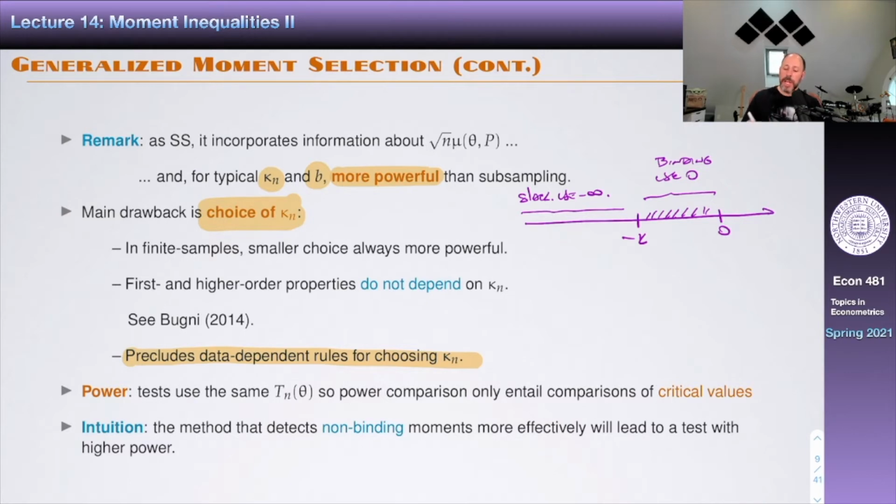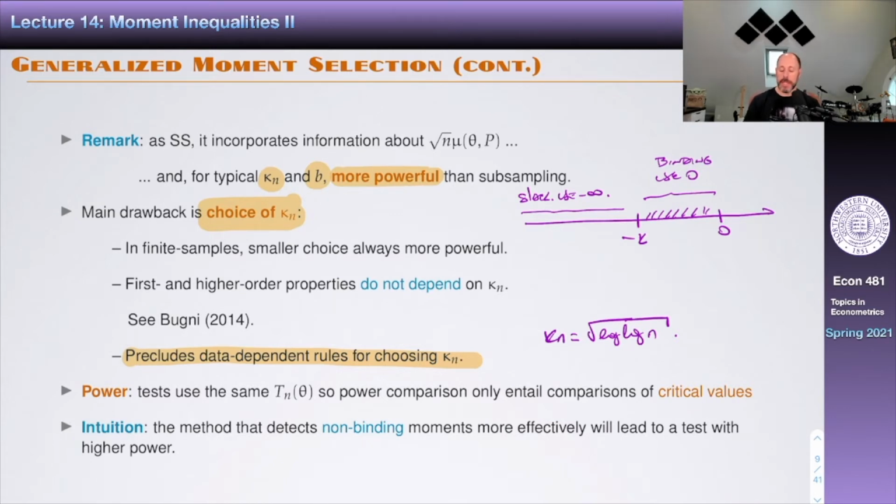So there are rules of thumb that people use. You'll see kappa n being square root of log n, which comes from the law of iterated logarithms, as you recall. And people will use that. But of course, 2 times that, 3 times that, 4 times that is going to work as well. Some people just use square root log n. But it's a tuning parameter that cannot be picked in a data-dependent manner.